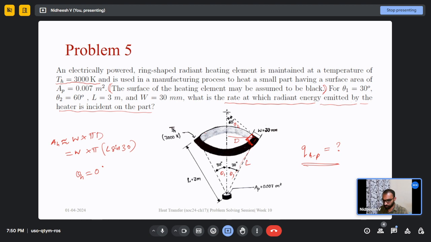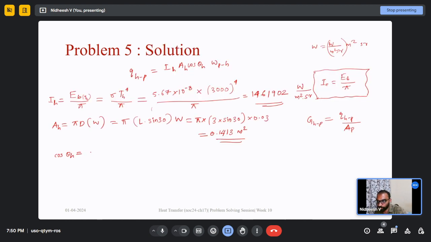So cos theta h equals cos of 0 degrees, which is equal to 1. Now what quantity is remaining? The solid angle is remaining. How did we write solid angle earlier? It is the area of the part multiplied by cos theta of the part, divided by the distance squared, right?